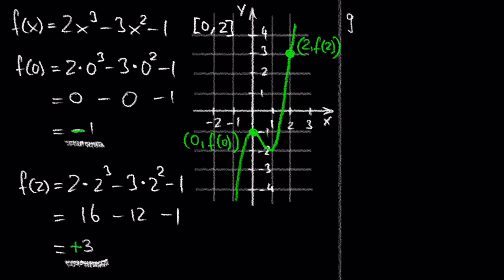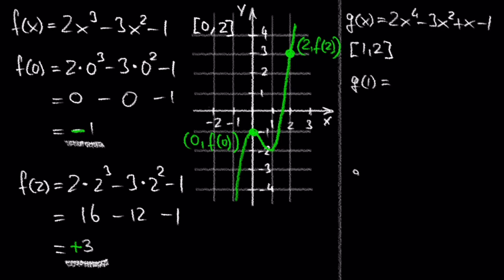Let's look at the next example and find out if the graph of the function g of x equals 2x to the fourth minus 3x squared plus x minus 1 crosses the x-axis in the interval 1, 2. Again, what we are going to do is to plug in 1 and 2 into the function respectively and see if the sign of g of 1 and g of 2 are different. So let's plug in 1 first.